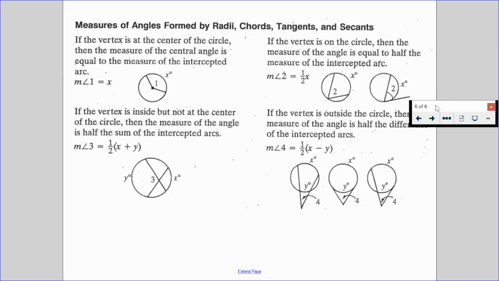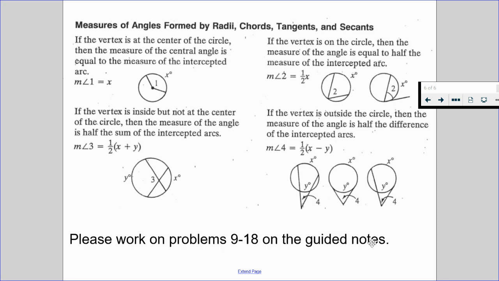And if the vertex is outside the circle, then the measure of the angle is half the difference of the intercepted arcs. So the measure of angle 4, again outside of our circle, is going to be equal to half the difference of our two arcs, x minus y. With this in mind, please work on problems 9 through 18 on the guided notes.